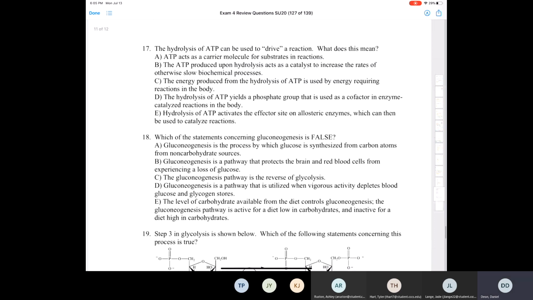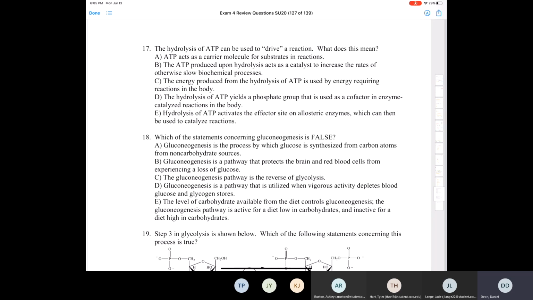Let's see. These last ones, they have a lot of reading to get through these. Anyhow, number 17 says the hydrolysis of ATP, or adenosine triphosphate, can be used to drive a reaction. What does that mean? It says the ATP acts as a carrier molecule for substrates. That's got nothing to do with driving a reaction. B, the ATP produced upon hydrolysis acts as a catalyst to increase the rates of otherwise slow biochemical processes. Well, that's not really about driving a reaction.